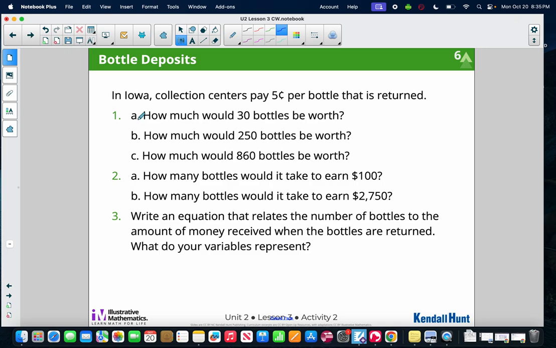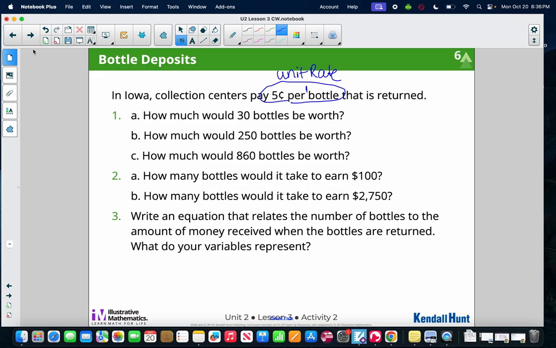All right, so in Iowa, collection centers pay 5 cents per bottle that is returned. So per bottle, per one bottle. So that is going to be my unit rate. How much would 30 bottles be worth? How much would 250 bottles be worth? How much would 860 bottles be worth?